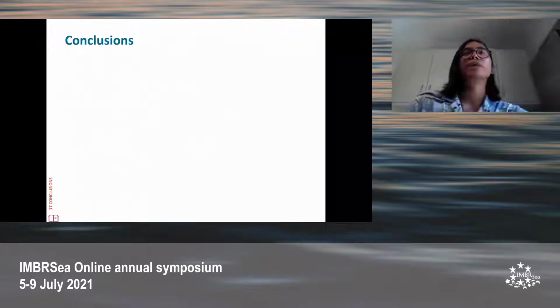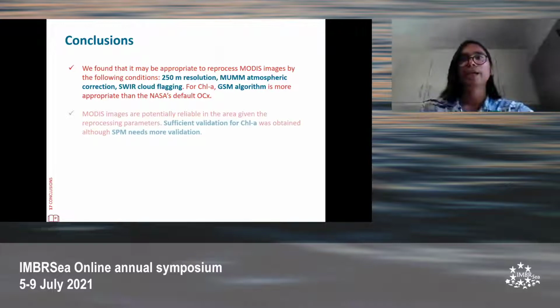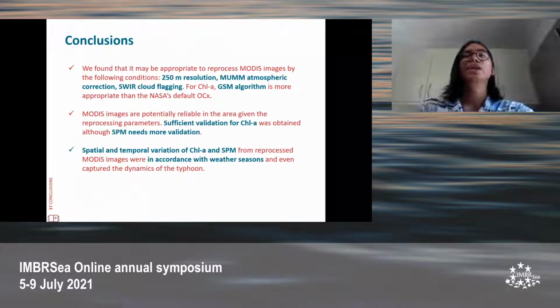To conclude the study, we found that it may be appropriate to reprocess MODIS images in the following conditions: 250-meter resolution, the MUM atmospheric correction, the SWIR cloud flagging, and for example, for the chlorophyll A, GSM is more appropriate. And then we also concluded that it is potentially reliable in the area of study. However, SPM needs more validation. And also, we observe realistic spatial and temporal variation of chlorophyll A and SPM in accordance with weather seasons.